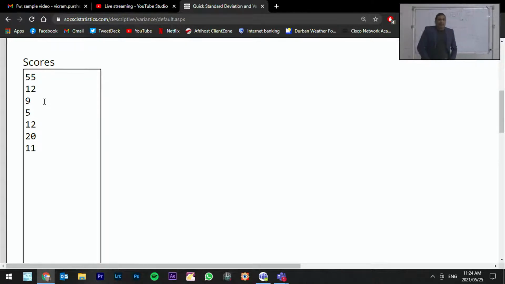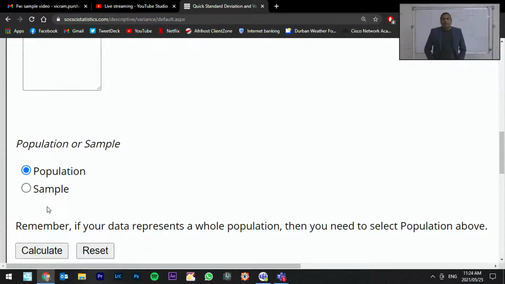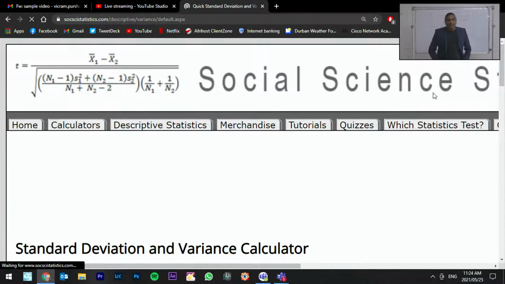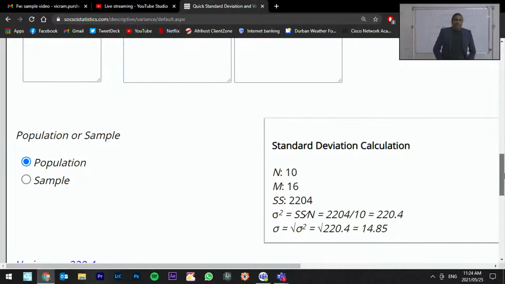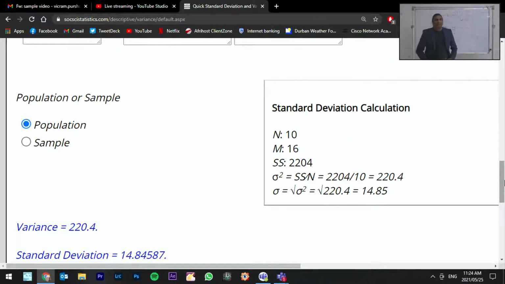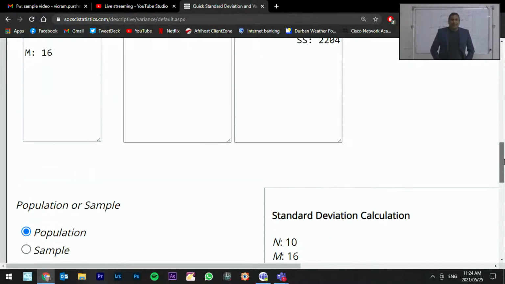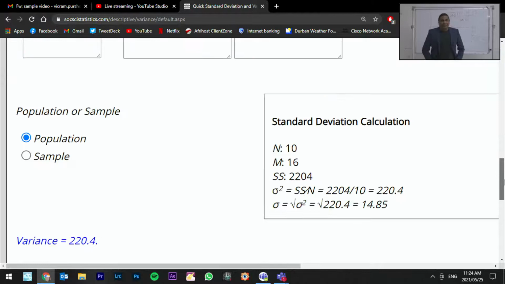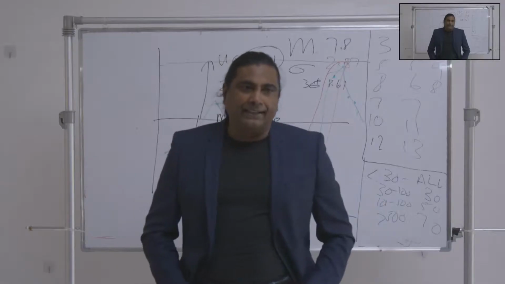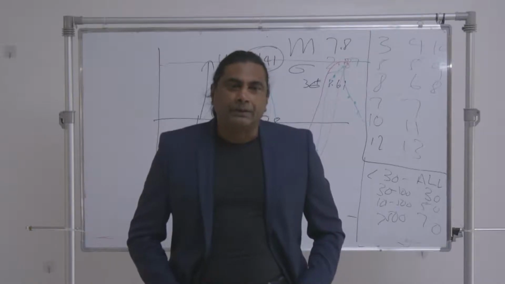And now all you have to do, once you get the standard deviation, is multiply it by 3. And when you multiply it by 3 and you add it to the mean, you get the upper control limit. When you subtract it from the mean, you get the lower control limit. Because the upper control limit is the mean plus 3 times the standard deviation. The lower control limit is the mean minus 3 times the standard deviation. Okay. Thank you very much.